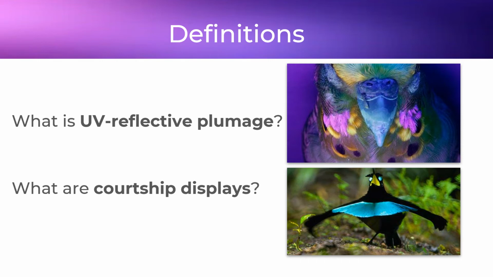So before we move on, we'll want to just define some things to make sure we're on the same page. So first, what is UV reflective plumage? It's exactly what it sounds like. It's the feathers on the bird that are able to reflect UV light. Therefore, other birds that can see UV light will be able to see this reflectance.